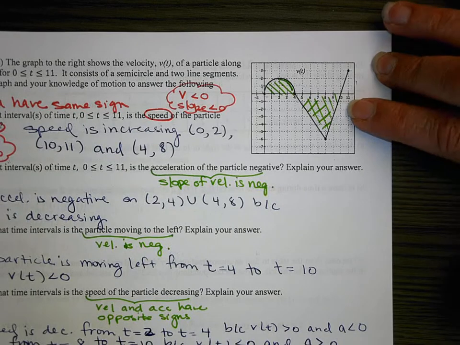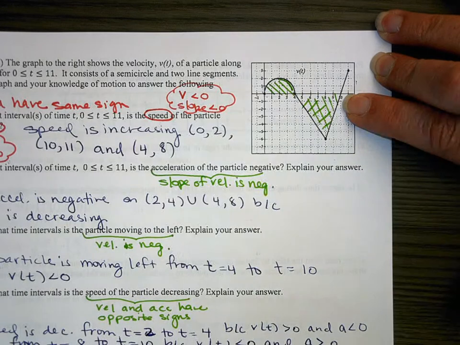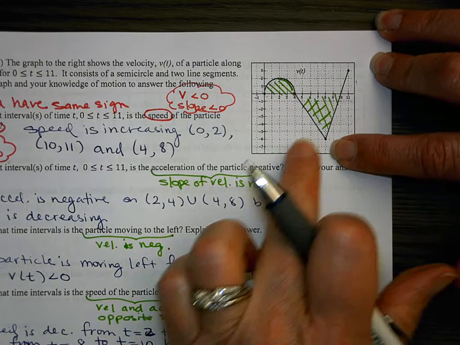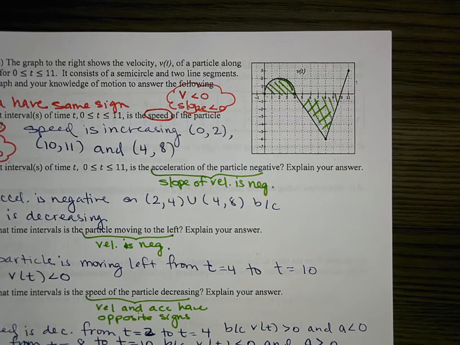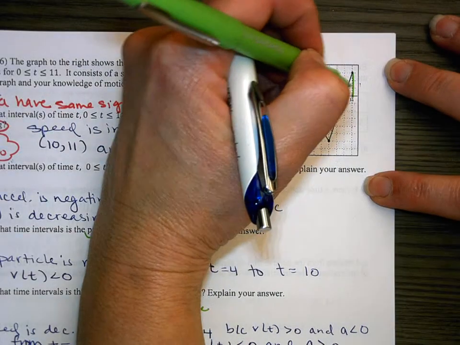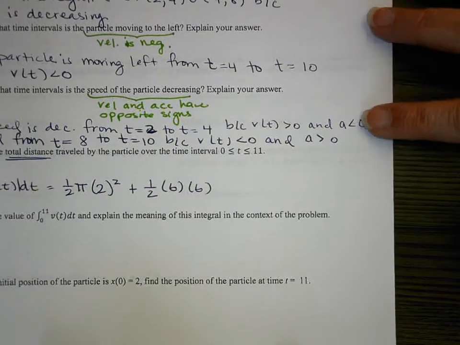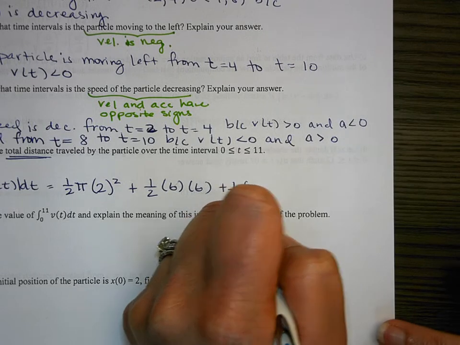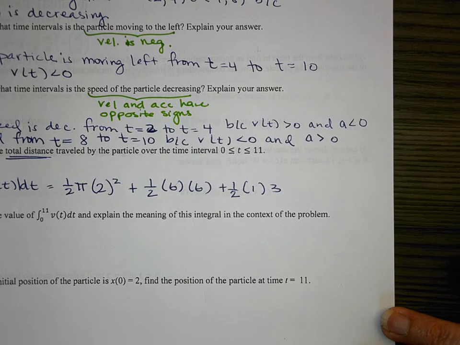So that would be 1/2 the base. And then that base is going from 4 to 10. So that would be a base of 6. And then the height is down to 6, but I'm going to treat it as a positive value. So 1/2 base, which is 6, times height, which is 6. And then finally this last little sliver right here, so I need to do that one as well. So I want to find the area of that triangle. So the area of that triangle is 1/2 base times height, the base being 1 and a height of 3. And again, I'm treating all of those as positive values because I'm working with distance.